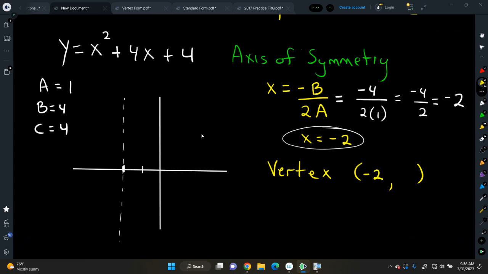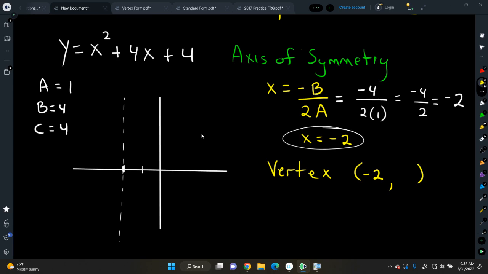Okay? Yes. No, that would be a different form. Depends on what form the equation is in. If it looks like this, you don't do the vertex stuff.